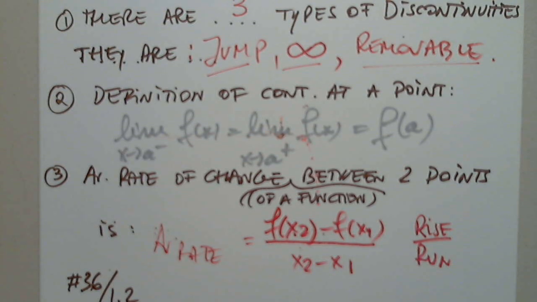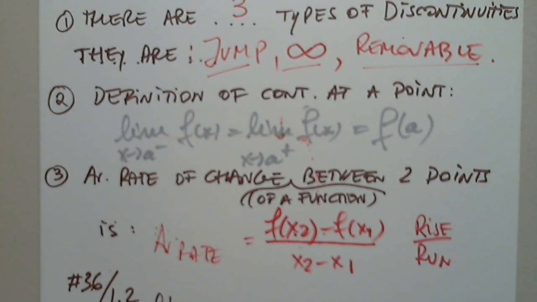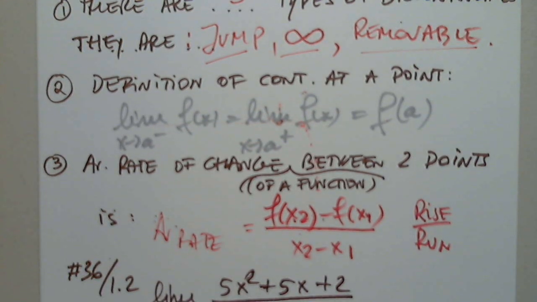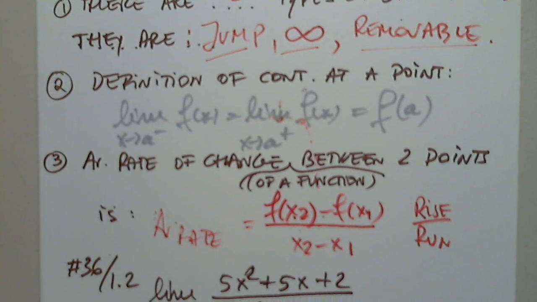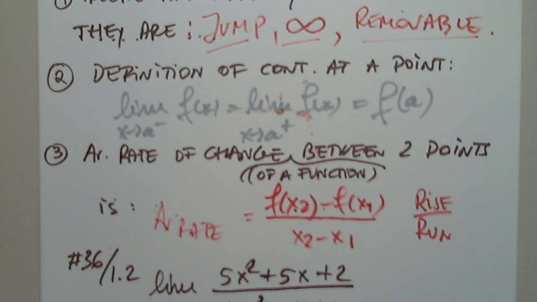It's the limit as x approaches infinity of 5x squared plus 5x plus 2 over 10x squared plus x plus 1. Perfect. So remember what we said. First, we have to plug it in. There are exceptions to this rule, but in 90% of the cases, 95% of the cases, we have to plug it in.